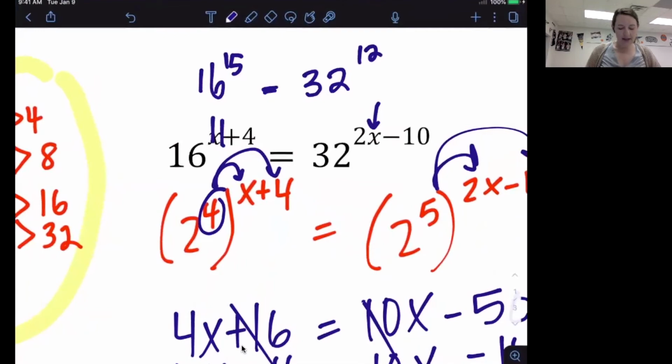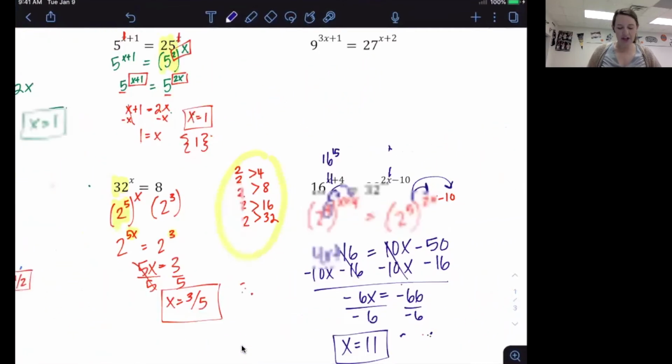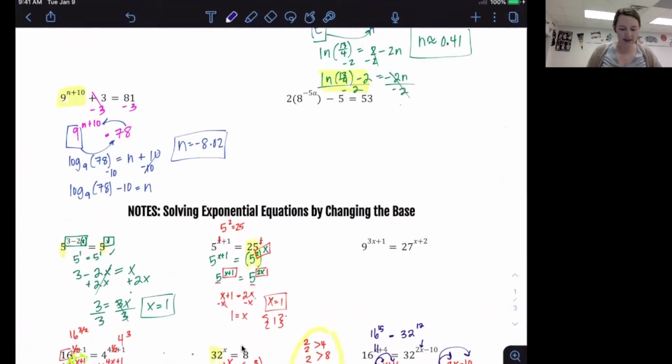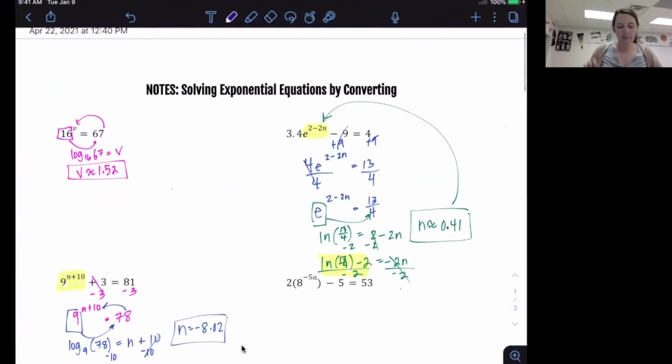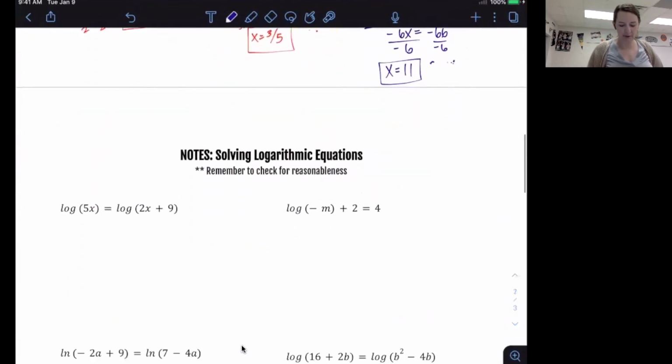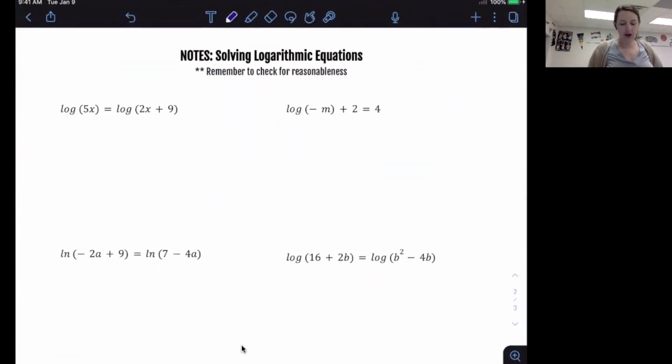Okay, so that is how to solve exponentials by changing the base. So that's when we have 2 exponential pieces within the same problem. Up here at the top, we only had 1 exponential piece, so we were able to change it to logarithmic form. So now we're going to solve logarithmic equations by using a couple of different methods.